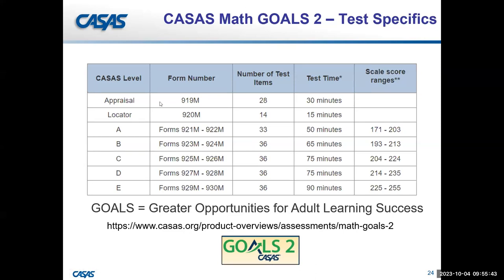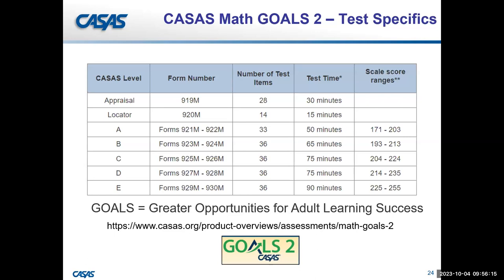Just saying. The appraisal and the locator. The appraisal is kind of the full load, so to speak. It's roughly the same length as an ABC level test. The locator is the one that's designed to be able to identify that level more quickly. Prior to these new tests, the locator was an e-test, but never had a paper copy. That is something a little different about the new test. There is a paper locator.